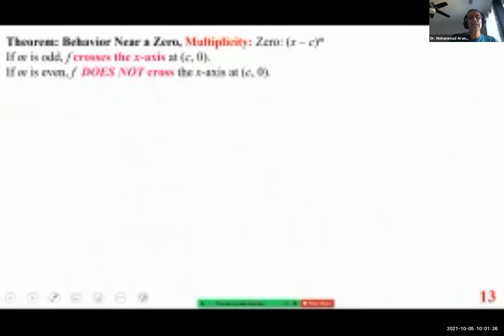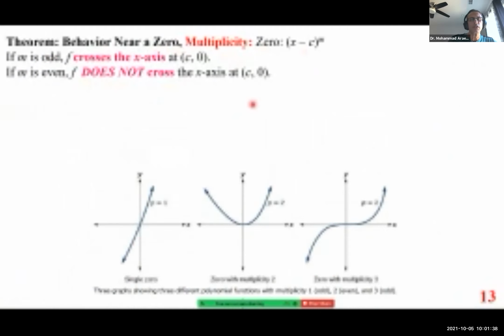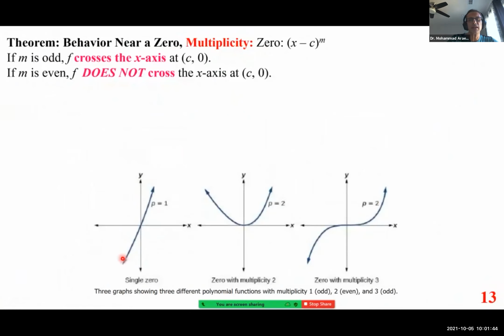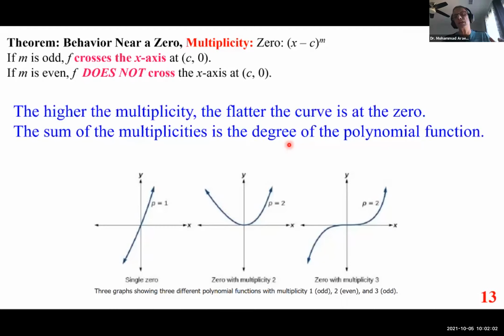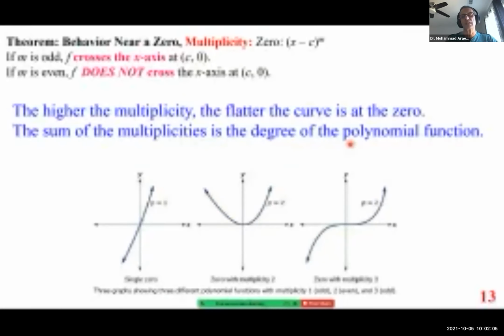And the idea of a multiplicity: as the function crosses x minus c to the power of m, what happens? It depends whether m is odd or even. When it's odd, it crosses the x-axis. It goes through the x-axis. When it's even, it just doesn't cross, whether the multiplicity is 2 or 4 or you name it, as long as it's even. So using that, we can see how the graph looks. By the way, the higher the multiplicity, the flatter the curve is at the 0. The sum of the multiplicities is the degree of the polynomial function.